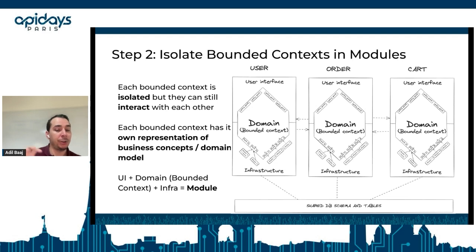So each bounded context would be in its own module, but they can still interact with each other. Each module will have its own representation of business concepts, its own domain model. And let's say a set of user interface, domain, and infrastructure is what constitutes a module. And all these modules can interact with each other, and they have this shared database schema and tables.